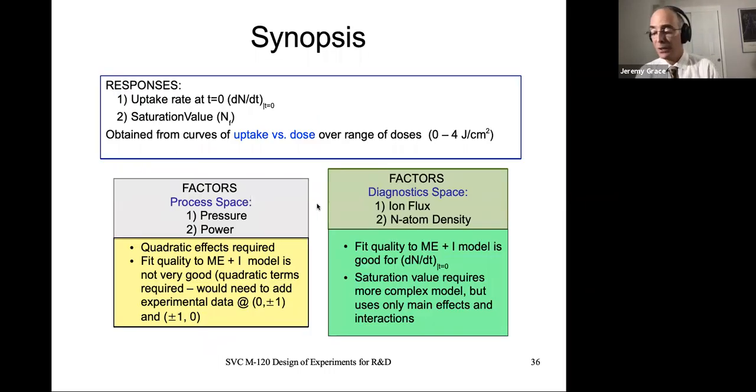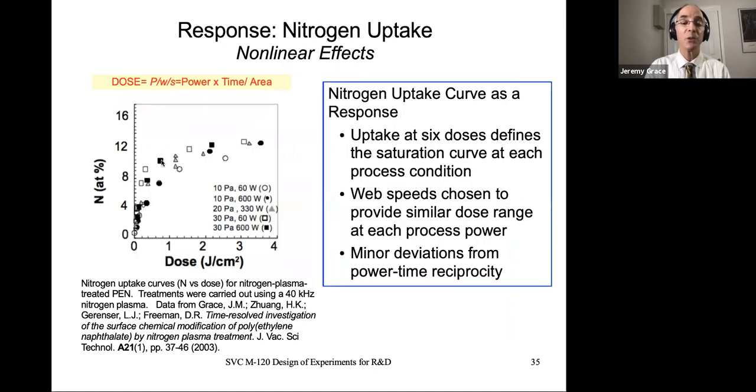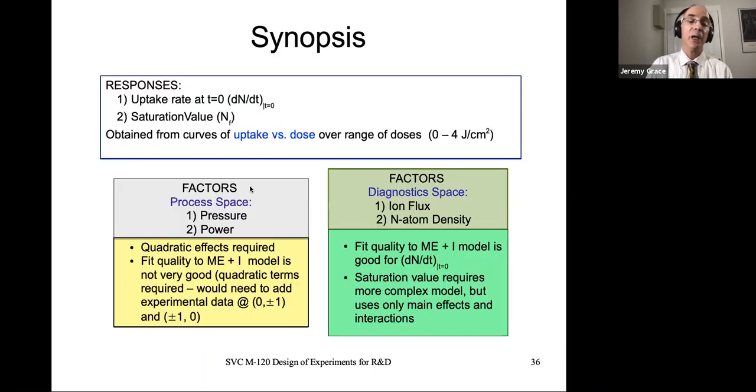Now I do not have time to go into all that gory detail of what the experiment was and how it ran and all of that. So I'll give you a synopsis. The two responses I chose to look at are the uptake rate at short times and the saturation value at long times. And again, that's the slope of the dose response at low dose and the saturation value. And when I analyze those two factors in the process space using power and pressure, I cannot do a good fit with a main effects and interaction model. And the results would tell me I need quadratics.